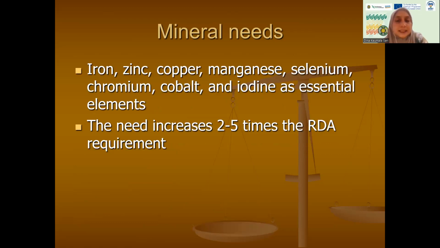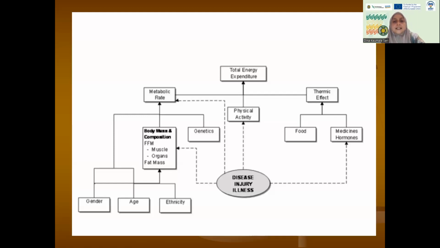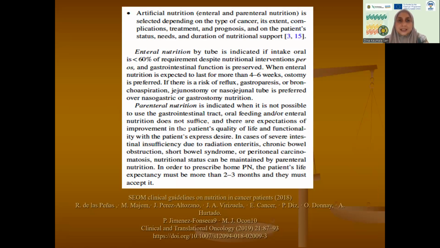Okay, how about mineral needs? There are some minerals that are very essential elements, and probably the need increases up to 5 times the RDA requirement, and we also see this with disease and injury. So we can see there are so many factors here: total energy expenditure, metabolic state, physical activity, the thermic effect of food, and medicine and hormones. All of this will affect how we can count the energy requirement.